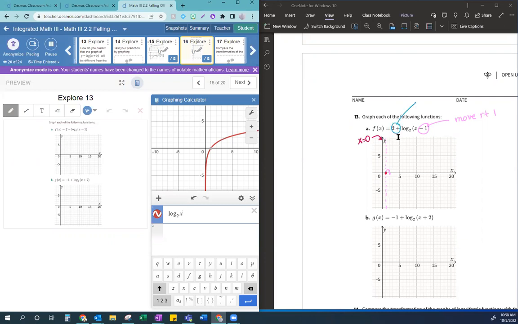Oh, it moves up 2. Okay, up 2. Okay, so can you right now take my 1 point and my asymptote and move it up 2 times? Move it up 2 times.